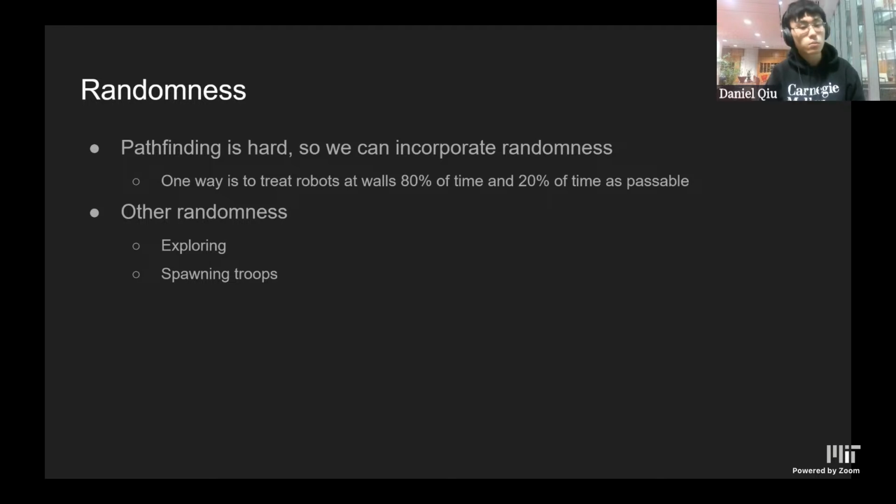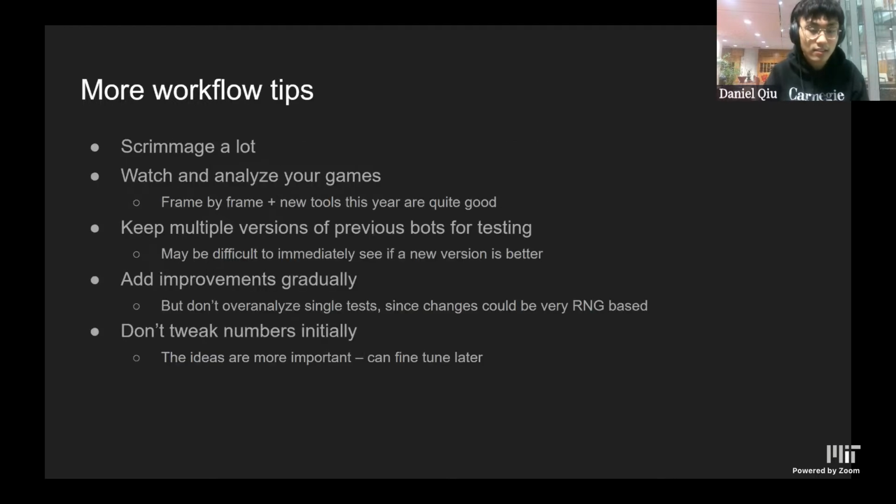For example, with exploring as well, we use randomness. This year, what we did was if ID mod 3 is less than 2, we would explore. But we changed our code anyways, so it didn't end up working out. But yeah, randomness is generally pretty helpful. So yeah. Next slide.